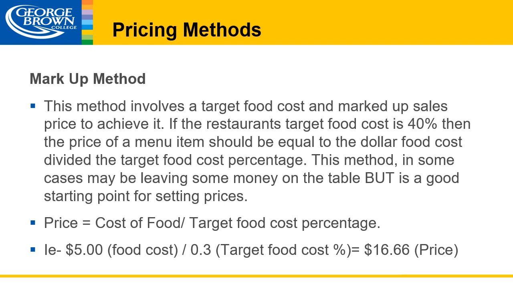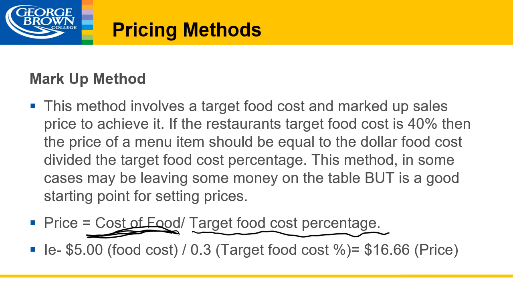Okay, you do need to take into consideration the competitive environment, and the reaction from your customers, but you can change prices. So this is a good way to set those prices initially. And how we do that is we take the dollar food cost of our particular product, and we only know this by costing out a particular dish, and then we divide it by a certain food cost percentage.